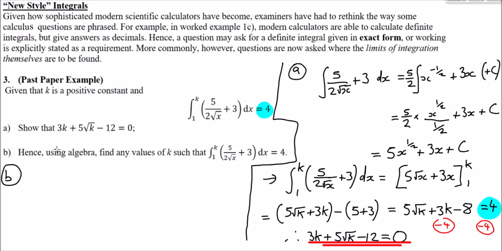Part B, it says hence, a massive word. It's only 5 letters, but massive in terms of its meaning. Hence means use the previous part or parts of the question. So using part A to help you, and algebra, find any values of k, that's a clue that there might be more than one value, such that the integral from k to 1 of this equals 4. Well, it says hence, so this thing here, we actually worked out that it equaled 5 root k plus 3k minus 8, which then of course rearranged to this.